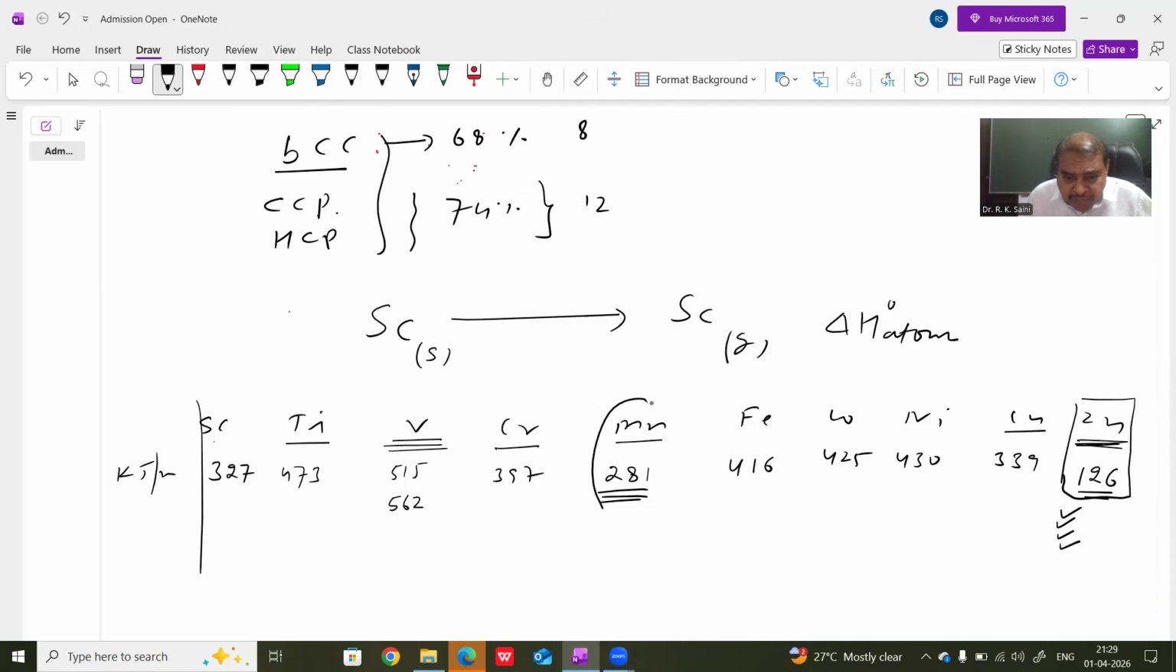After zinc, manganese has the lowest atomization enthalpy in the 3D series. Notice the point, vanadium has the highest atomization enthalpy or sublimation enthalpy, and after that titanium occupies second position in the 3D series.